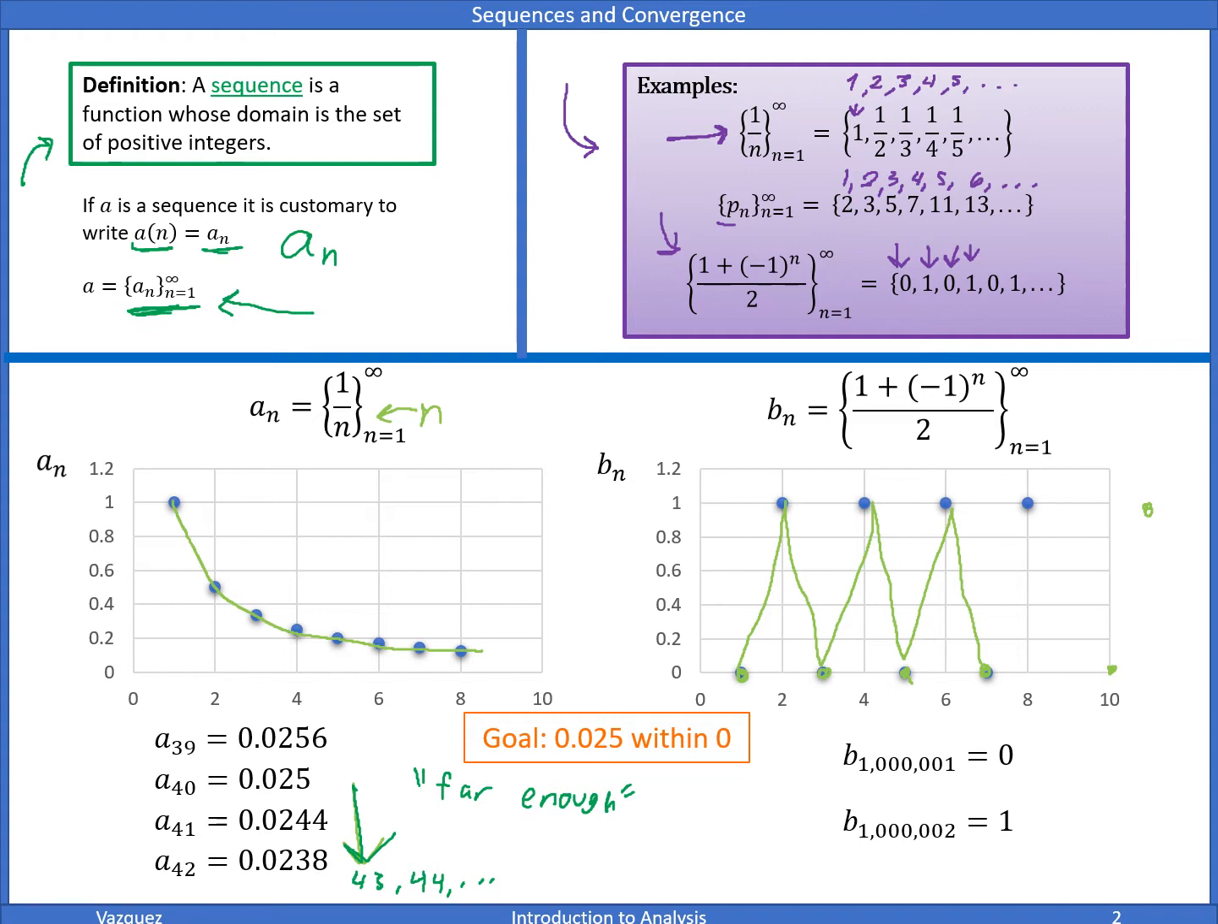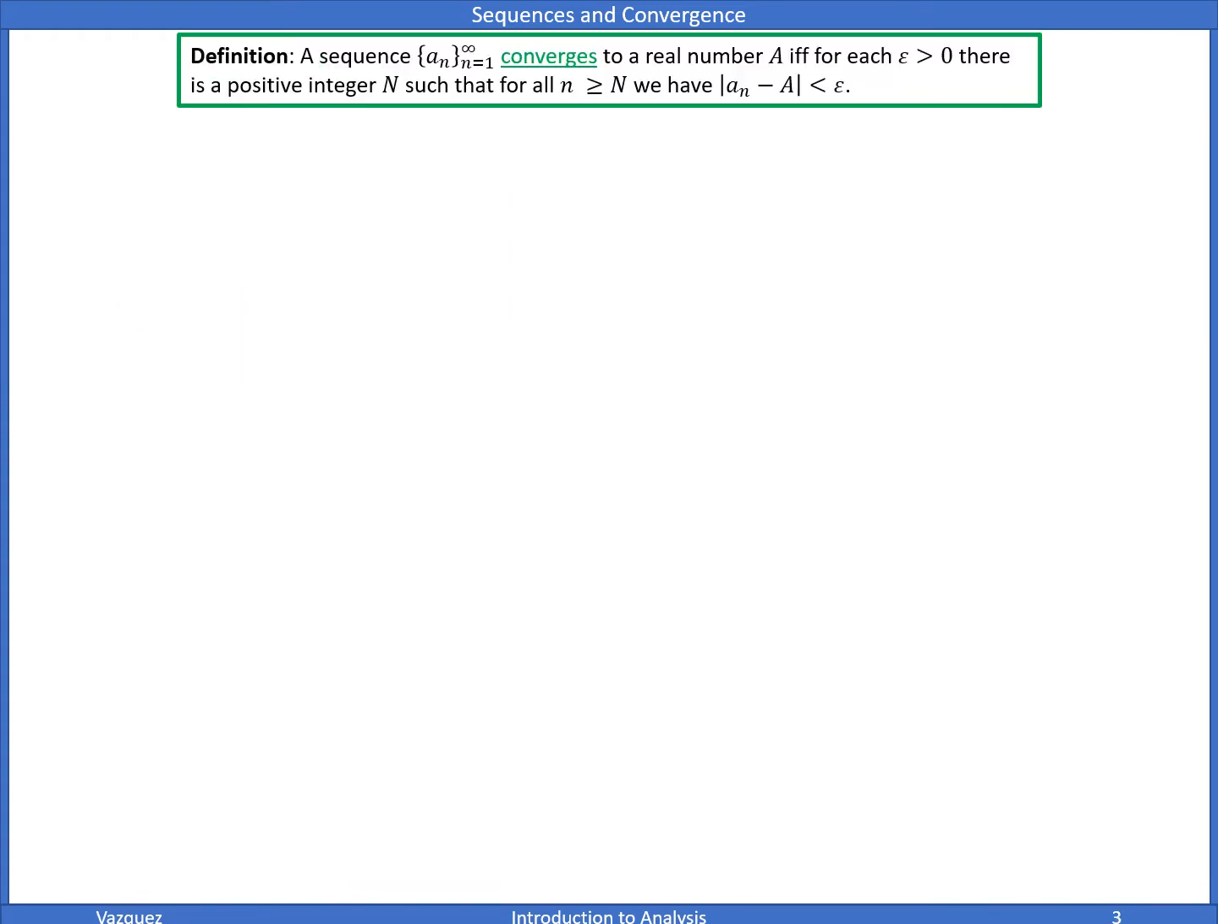Right, so this kind of gives us intuition as to how we're going to define what converges means. So we move on to the definition of convergence. A sequence a sub n converges to a real number a if and only if for each epsilon greater than 0, there's a positive integer big N such that for all little n greater than or equal to big N, we have that the absolute value of the difference between the sequence and its limit point, the number we're saying it converges to, is less than epsilon.